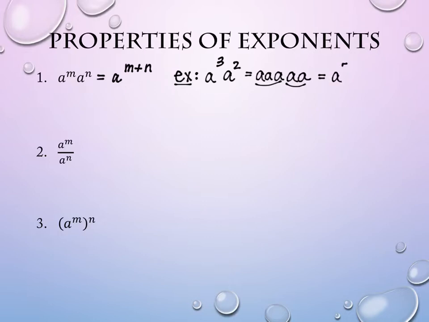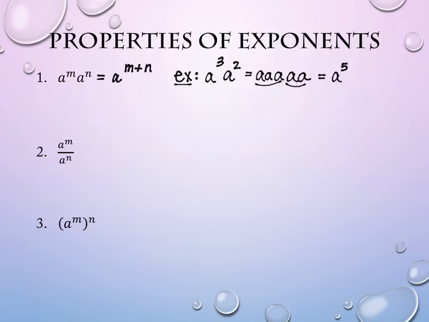5. So you can see that indeed we took the 3 and the 2 and we added them together to get 5. Right? So if you forget this property, you can actually do a simplified example and you can very quickly find out, oh yeah, I'm supposed to add the exponents together.